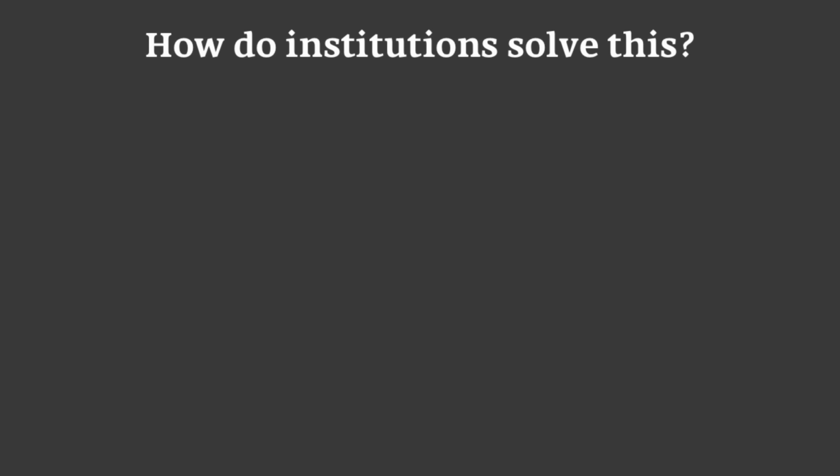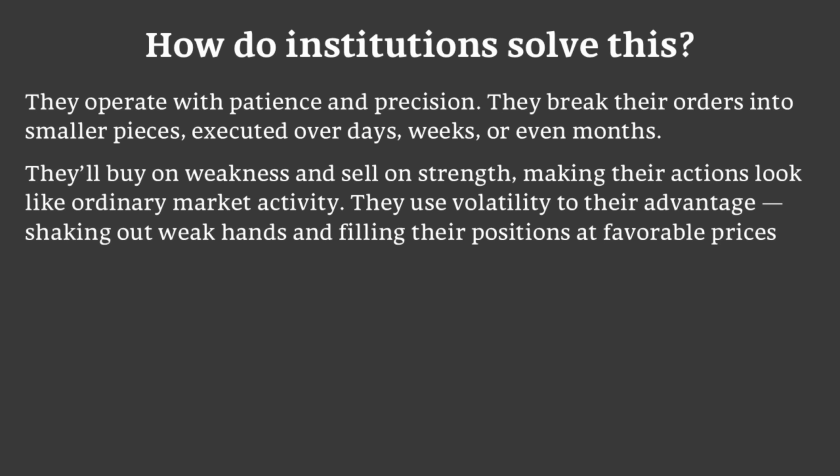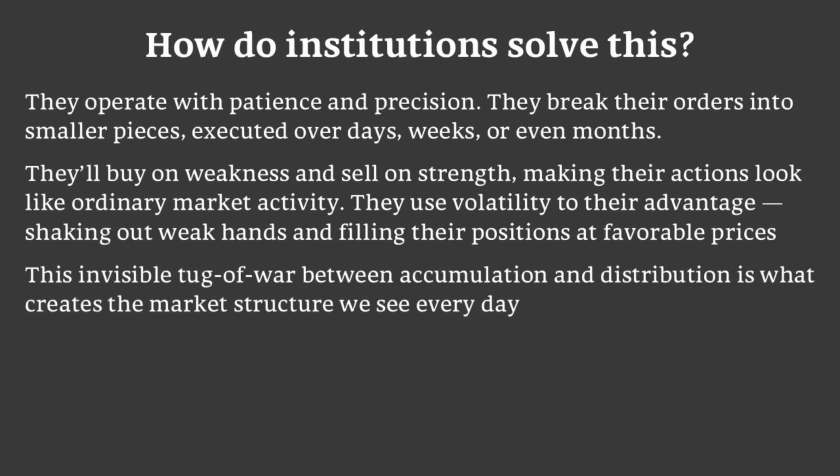So how do institutions solve this? They operate with patience and precision. They break their orders into smaller pieces, executed over days, weeks, or even months. They'll buy on weakness and sell on strength, making their actions look like ordinary market activity. They use volatility to their advantage, shaking out weak hands and filling their positions at favorable prices. This invisible tug-of-war between accumulation and distribution is what creates the market structure we see every day.